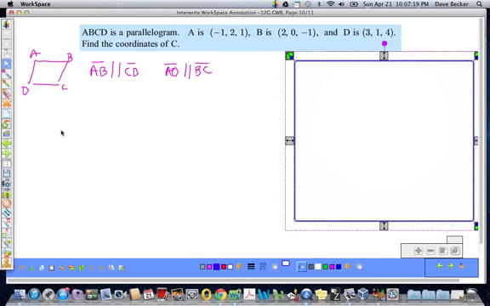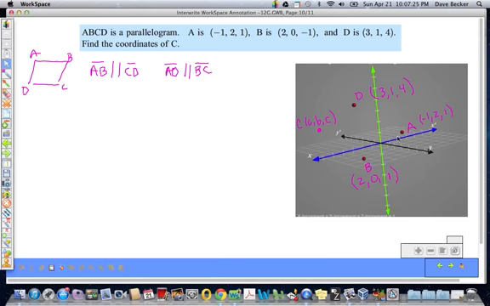So I used the 3D plotter that I showed you before, and I plotted those points. A, negative 1, 2, 1. B, 2, 0, negative 1. C is what they're asking us to find, and then D has the coordinates 3, 1, 4. Well, if you look at these points, you might think, how do you know the point isn't over here where my cursor is right now? Well, if I name a parallelogram ABCD, they have to go in that same order once a direction is established. That means C has got to be here, and D is here.